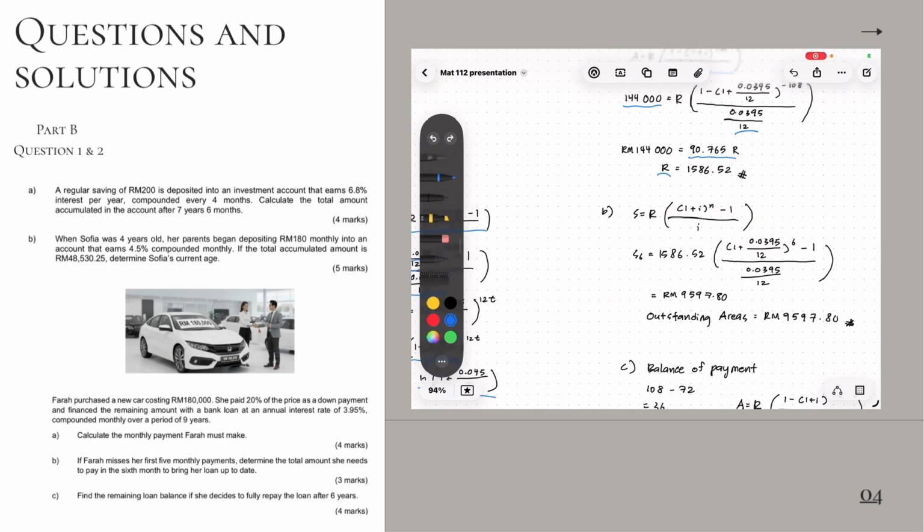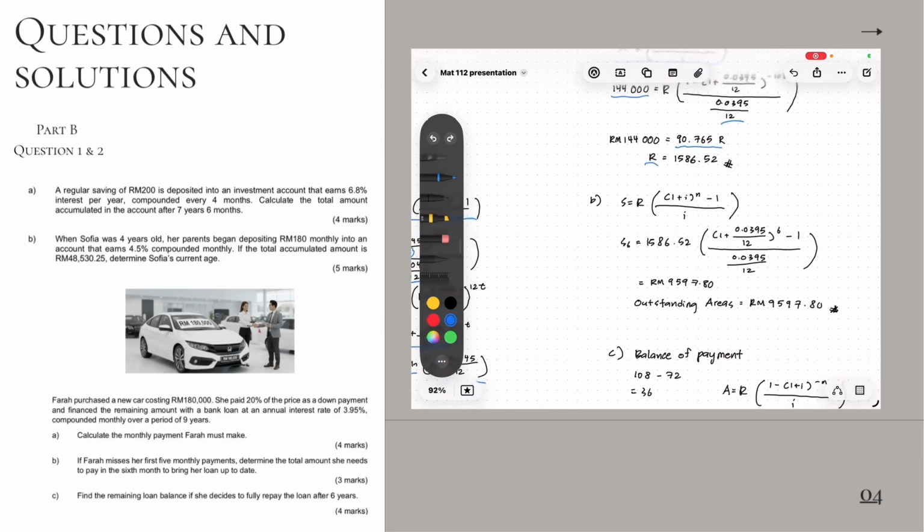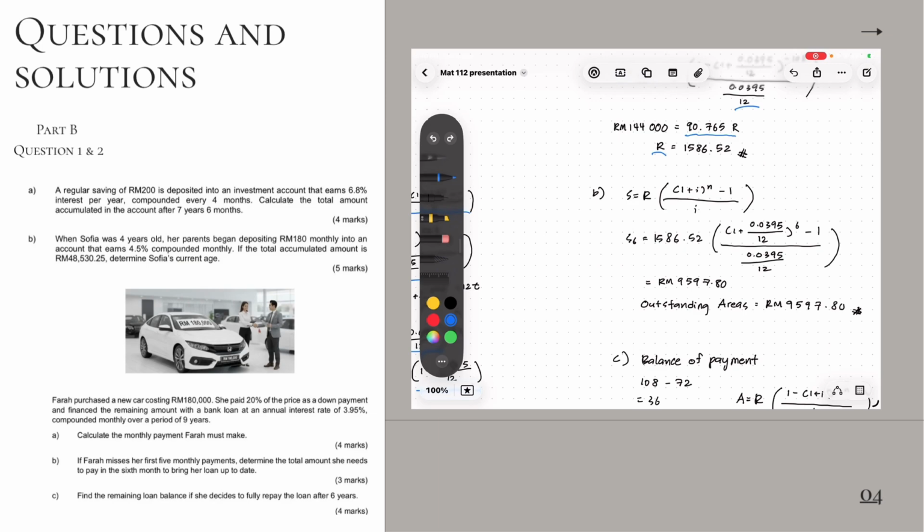Moving on to question B. If Farah misses her first 5 monthly payments, determine the total amount she needs to pay in the 6th month to bring her loan up to date. So for this question, they are saying if Farah misses 6 months of her monthly payment, how much does she have to pay right now?